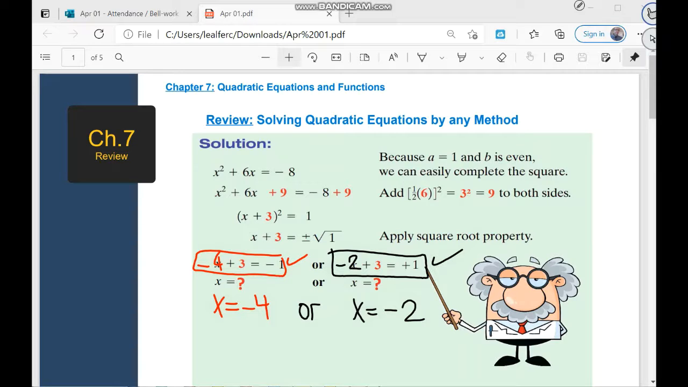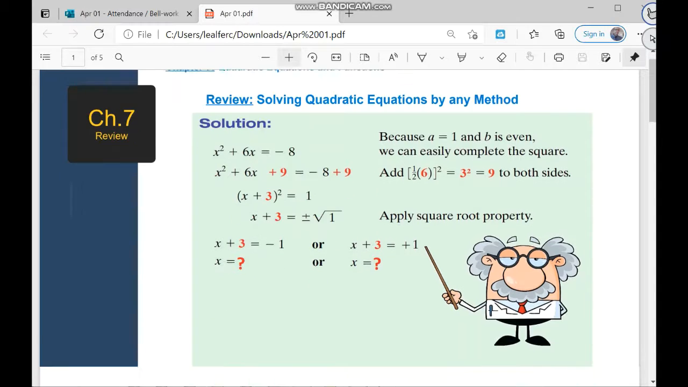Great, excellent, very good. Thank you, Kimani. Thank you, Dayanara. Very happy that you remember how to solve this equation. Again, remember, no matter the method that you select, the answer is going to be the same. At the end, you're going to find the same numbers, okay?